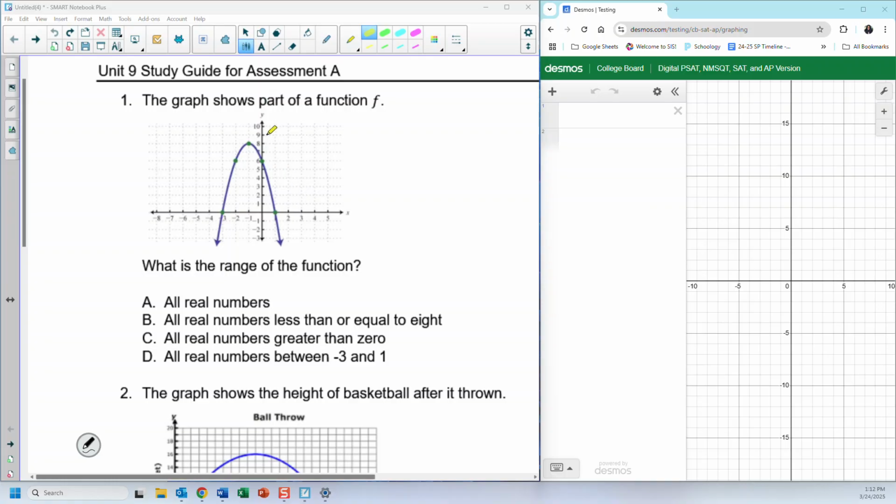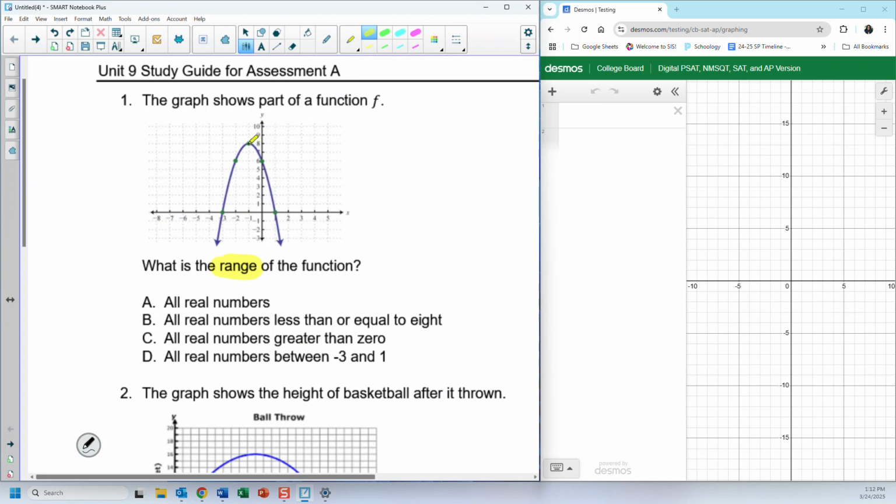For number 1, it says the graph shows parts of a function f. So you can see it looks like a quadratic. It says what is the range, okay? So remember that when it's talking about the range, it's talking about the y-axis. So we look at the range from counting from the y-axis.